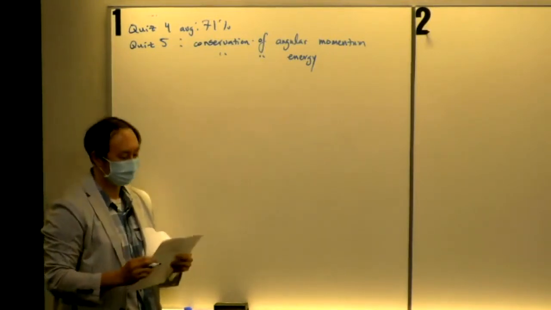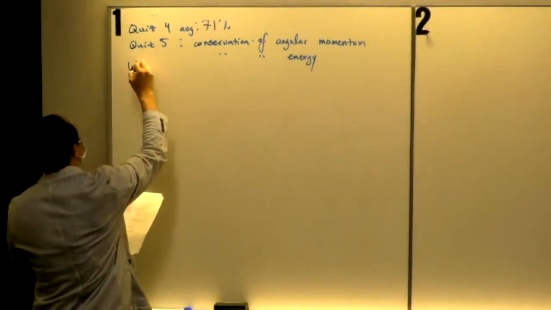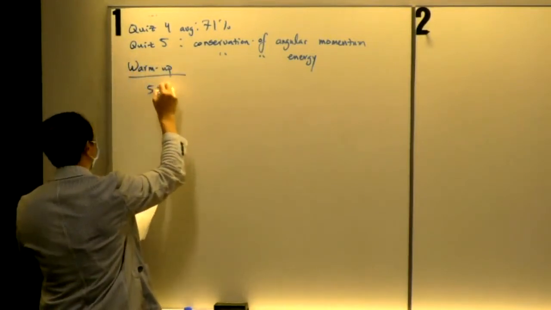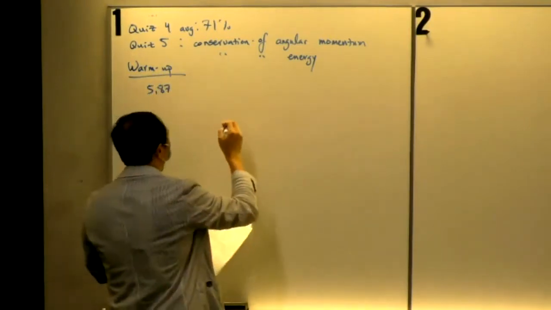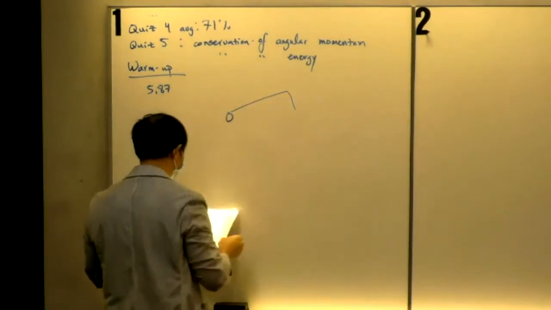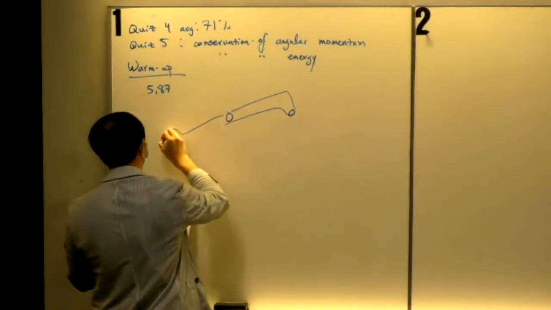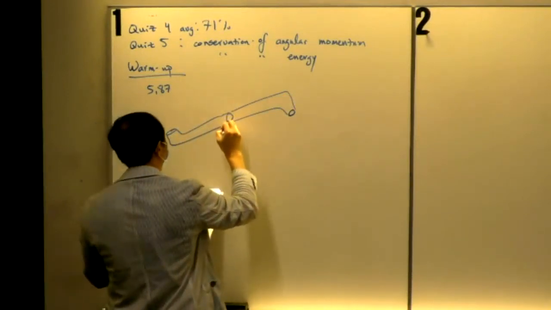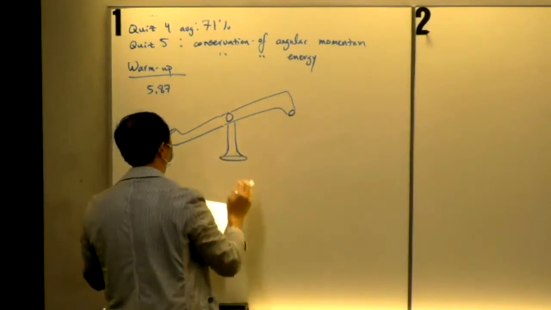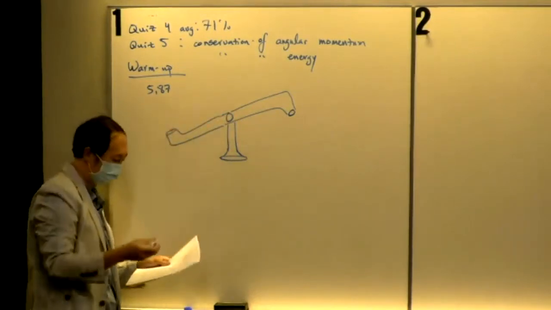I couldn't get the dot cam to work. Let's do this warm-up with this sprinkler problem. So this is 5.87 in the book. All right, I'm going to try to draw kind of a... All right, so this is supposed to be rotating in the plane, basically in this plane.